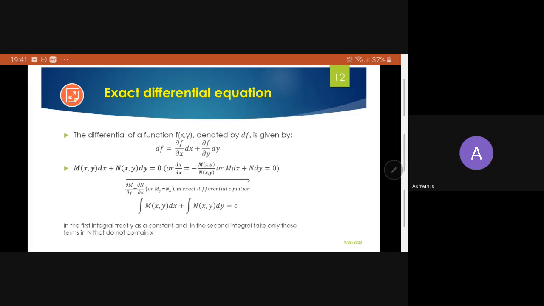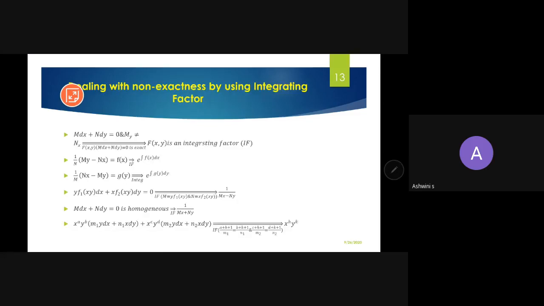Then, dealing with non-exactness. Non-exactness means what? We have M dx plus N dy is equal to 0. That is the equation to be tested for exactness. Other equations you cannot test.